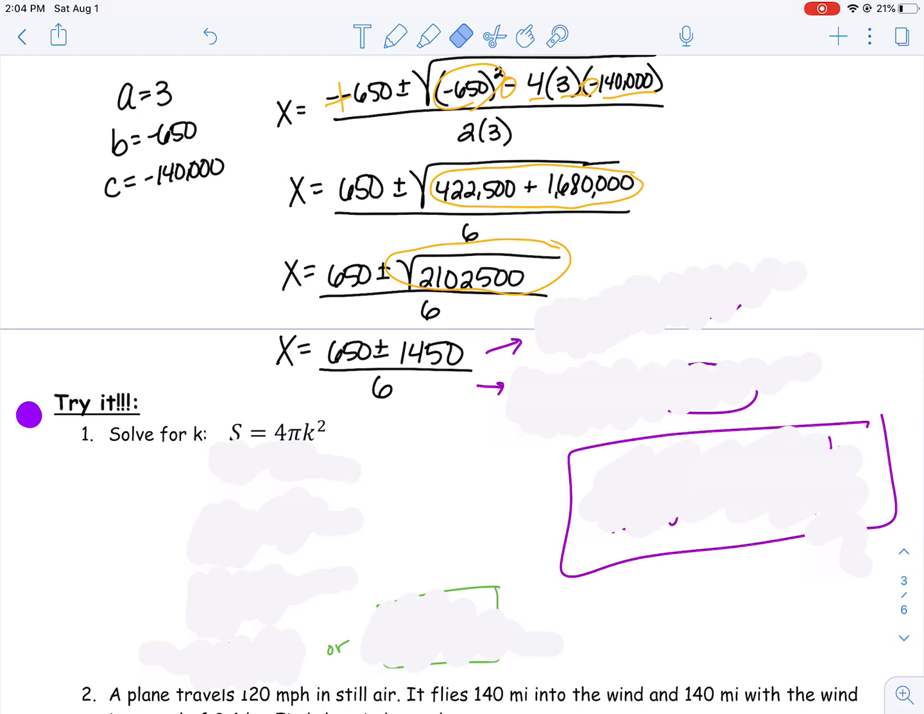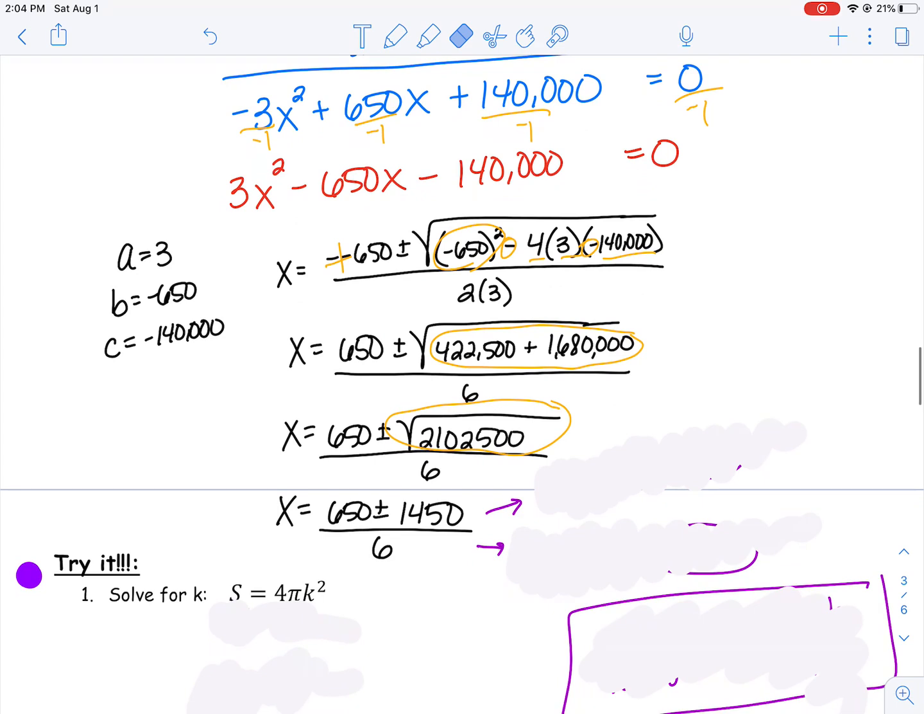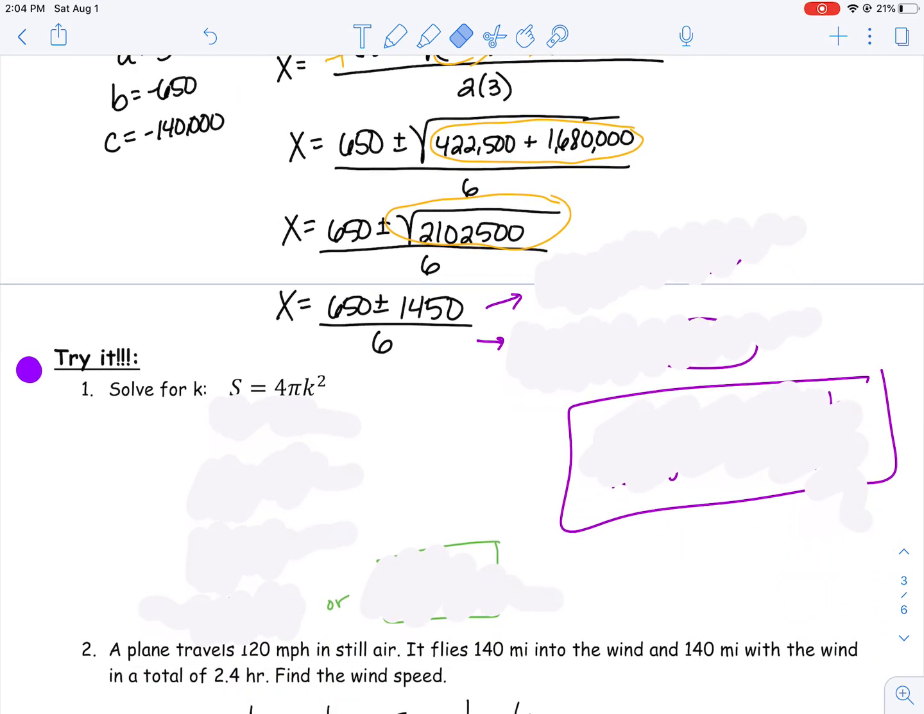My radical is gone now, which really meant that I could have factored it at the beginning. You would have had to figure out numbers that work, but it could have been factored. But either way, we are still able to solve this equation using the quadratic formula if we couldn't have figured out how to factor. But let's keep going.